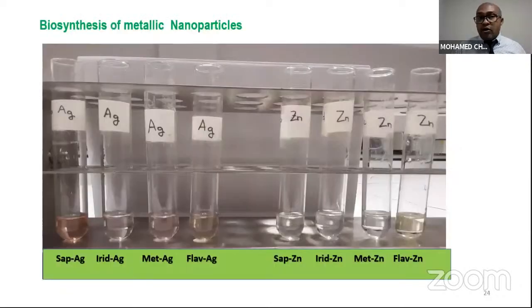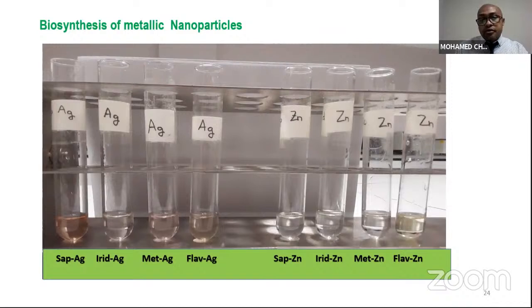Coming to the biosynthesis of metallic nanoparticles, especially here, I have already done it with extract, but I just wanted to show you what I have done with the pure compound. In the pure compound, I have saponin and iridoid and methyl glycoside and the flavonoid. This is for the silver nanoparticles. On the other side, the right side, we have the zinc nanoparticles, with the same compounds used.